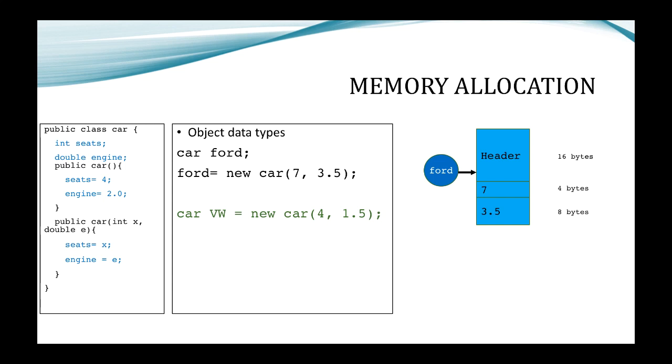Okay, let's see if we can create a new object. So we say car VW, or Volkswagen, equals new car(4, 1.5). That's going to create a new memory location that is going to copy values 4 as seats in the Volkswagen object and 1.5 as the value of the engine.